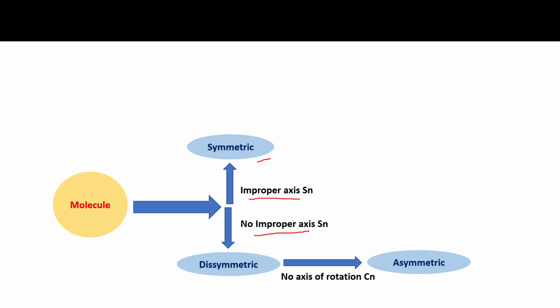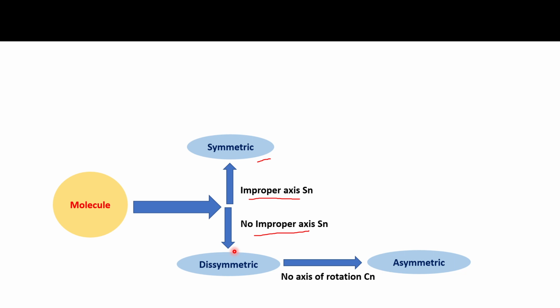Today's class, we are mainly focusing on some problems related to symmetric, dissymmetric and asymmetric molecules. When a molecule has an improper axis of symmetry like Sn, then that molecule will be symmetric. And if there is no improper axis, that molecule may be dissymmetric.